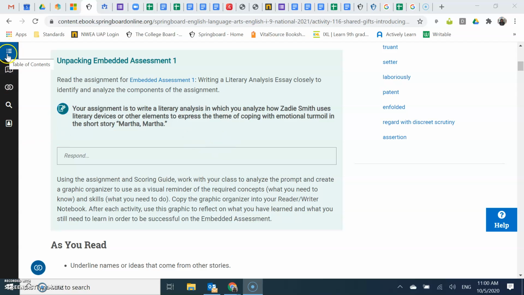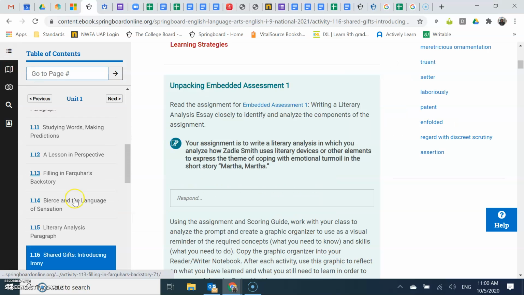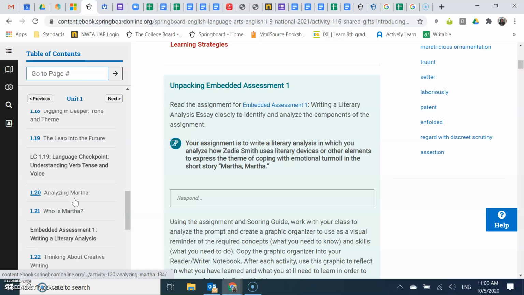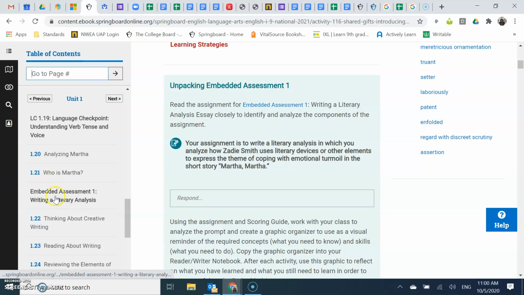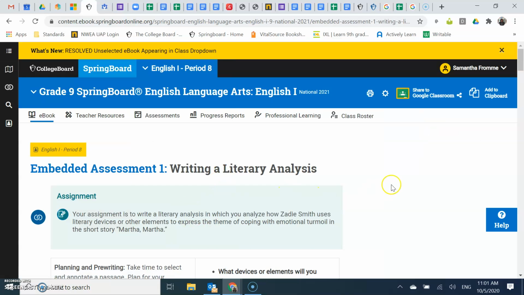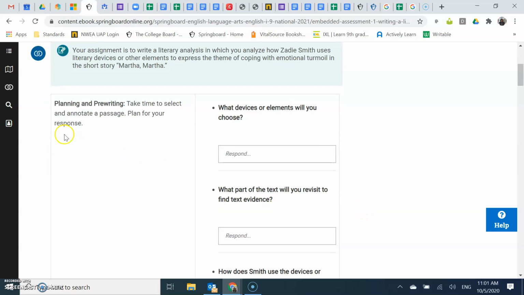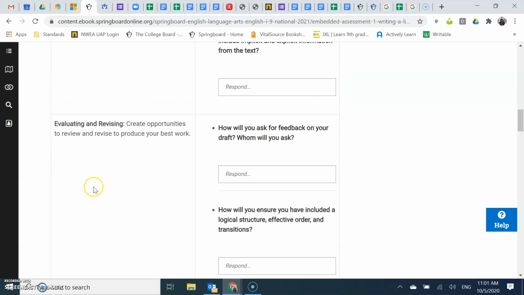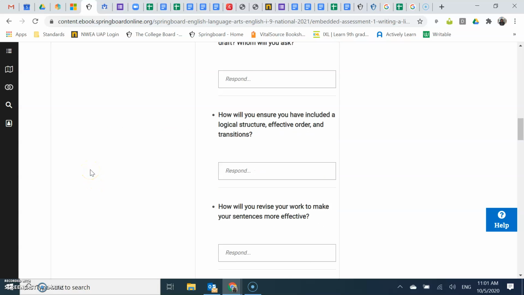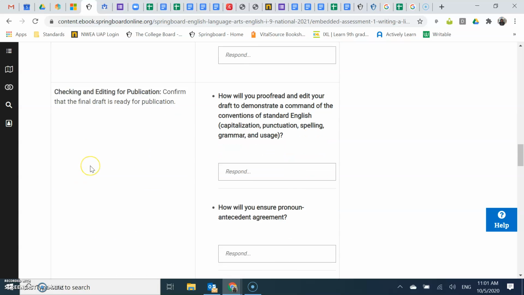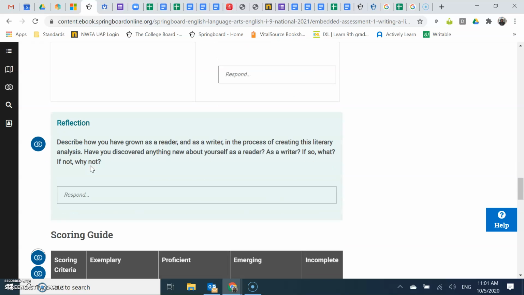If you are interested, if you come up here to the table of contents and go down to after 1.21, it says the embedded assessment 1, writing a literary analysis. If you click on that, it will take you, maybe it's really slow, to the assessment itself. So you're going to plan and pre-write, you're going to draft, you will evaluate and revise, and then you will edit, and then you will finally turn in your essay.